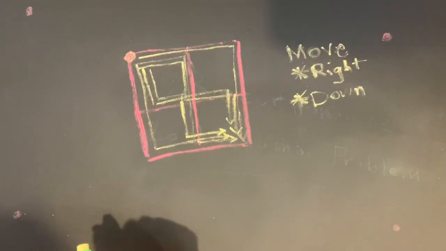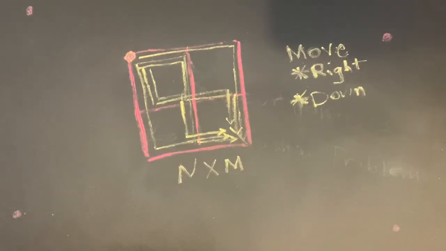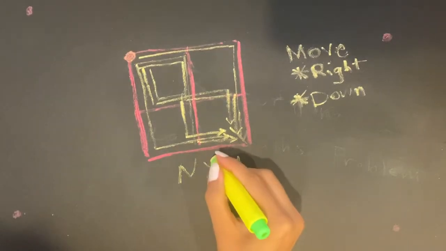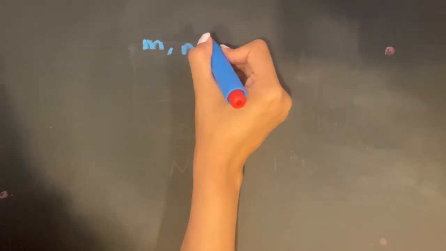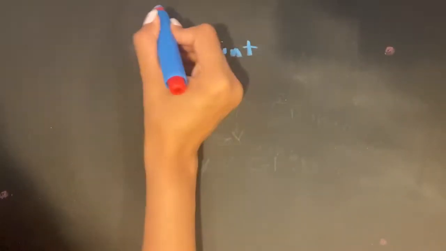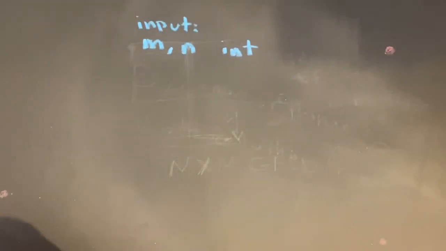So what we want to figure out is how many such routes are there in an n by m grid. So the inputs are going to be m and n, and they're going to be integers. The output is also going to be an integer, and it's going to be the number of unique paths from the top left corner to the bottom right corner.